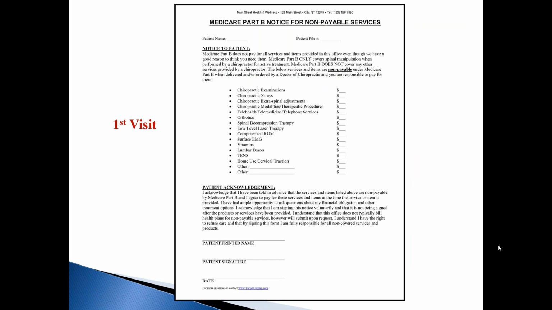Medicare Part B only covers spinal manipulation performed by our chiropractor for active treatment. Medicare Part B does not cover, and then list the services that you're going to be providing: exams, x-rays, orthotics, decompression, laser, shockwave. I like this form. It says on the form, I understand that this office does not typically bill health plans for non-covered services. However, we will submit upon request. So that covers the option boxes. So we prefer this form.